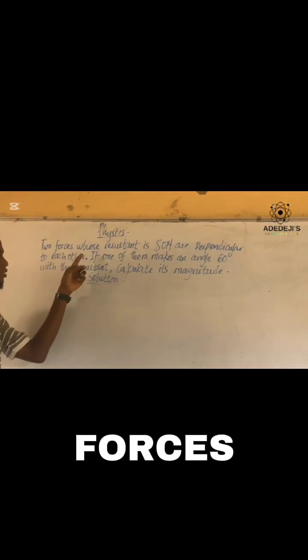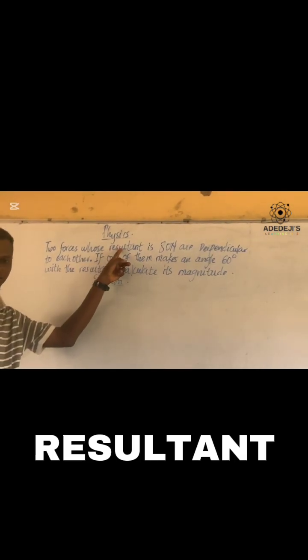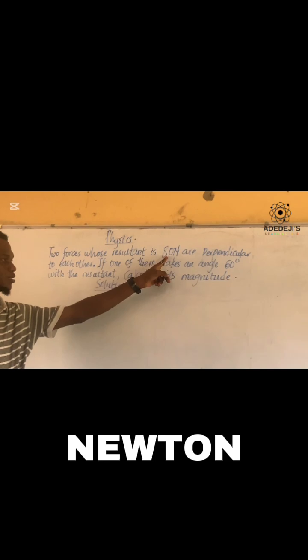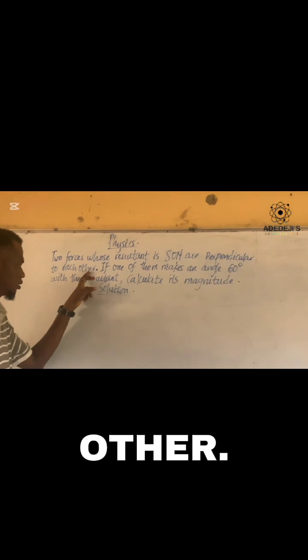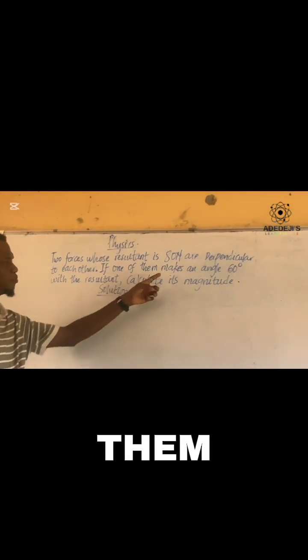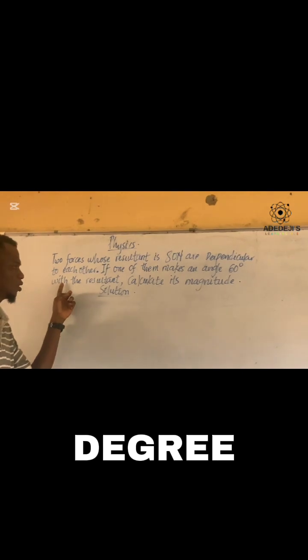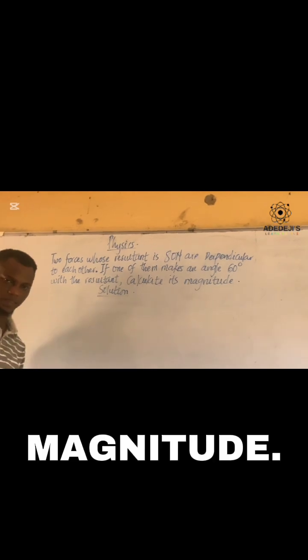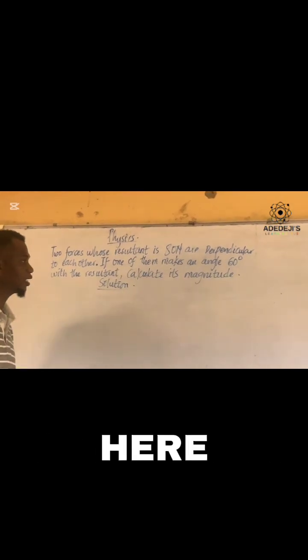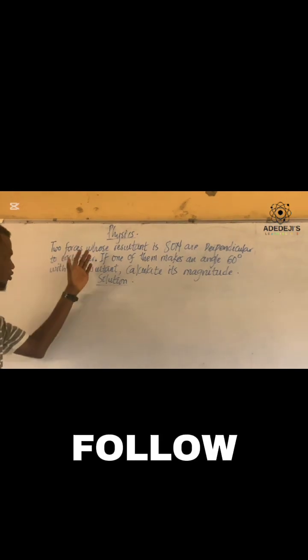Two forces whose resultant is 80 Newton are perpendicular to each other. If one of them makes an angle 60 degrees with the resultant, calculate its magnitude. So the first thing here is to follow the instruction.